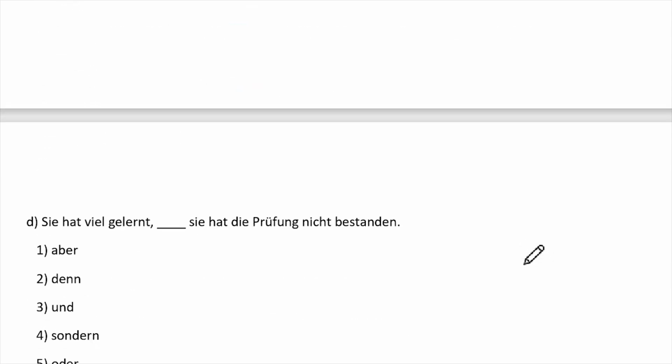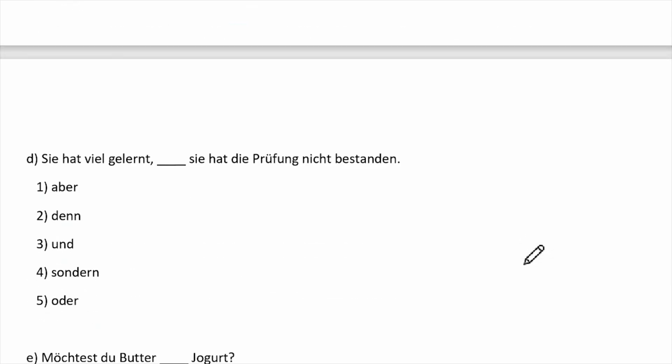D. Sie hat viel gelernt. Sie hat die Prüfung nicht bestanden. So the first sentence says that she learnt a lot for the exam. The second statement is a contradictory statement which says she couldn't pass the exam. So I'm going to use the Konnektor aber. Sie hat viel gelernt, aber sie hat die Prüfung nicht bestanden.